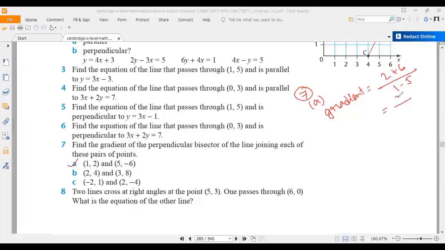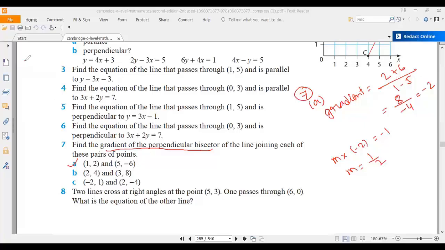So 2 plus 6 is 8, 1 minus 5 is minus 4, so it will be minus 2. Now we need to find the gradient of the perpendicular bisector. Let the gradient of the perpendicular bisector be m. So m into minus 2 should be -1. Then what will be the value of m? That is 1 by 2. So the gradient of the perpendicular bisector of (1, 2) and (5, -6) will be 1 by 2.